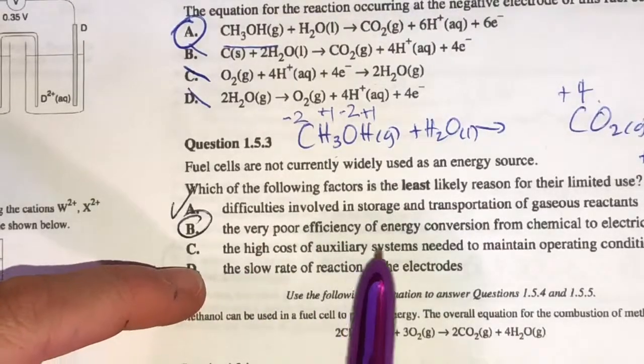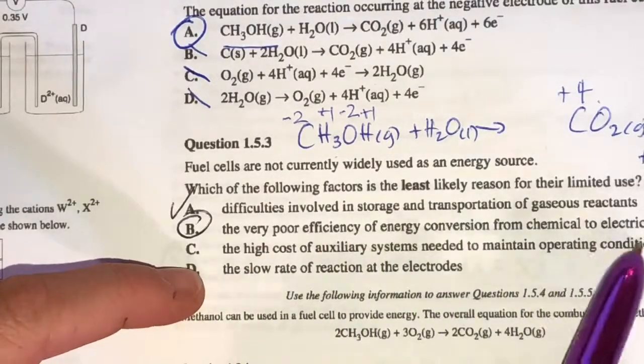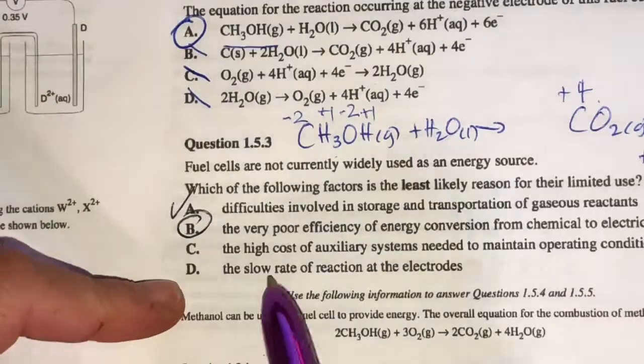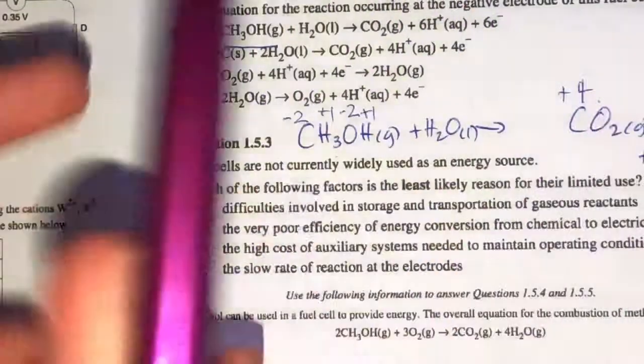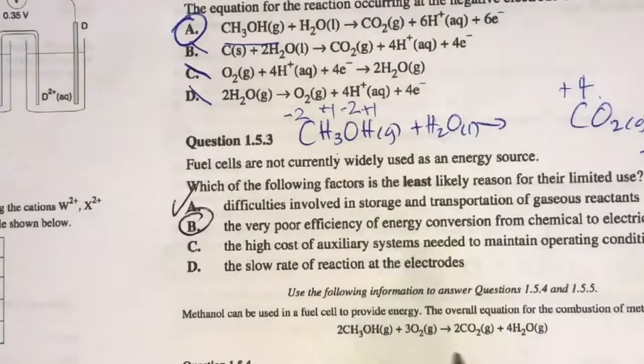High cost of auxiliary systems needed to maintain. Yeah, we said it was a high cost. And also slow rate of reaction. Yeah. So in fuel cells, they all face that kind of slow rate of reaction. That's why the electrodes tend to be catalysts. So I would say that that is comfortably B.